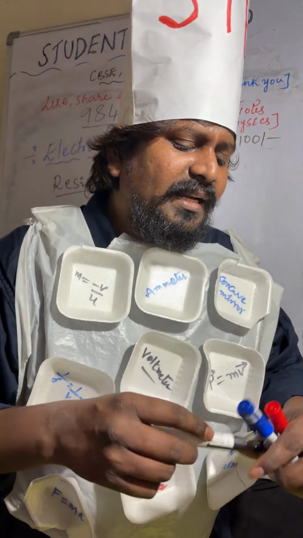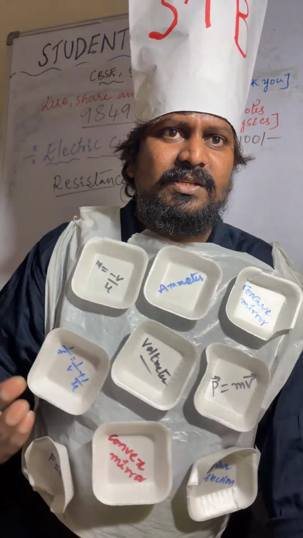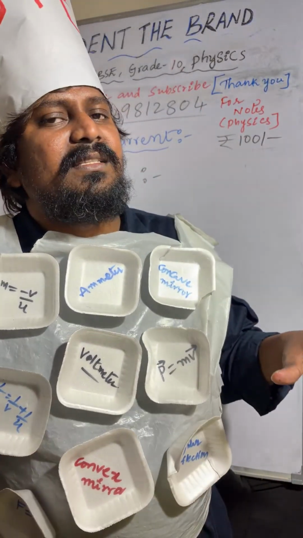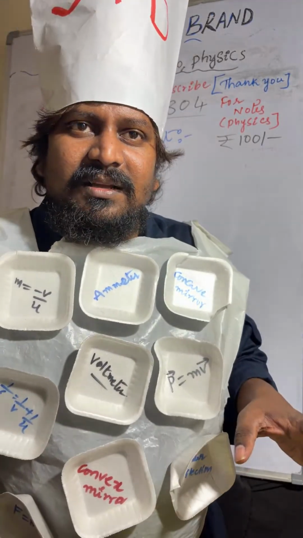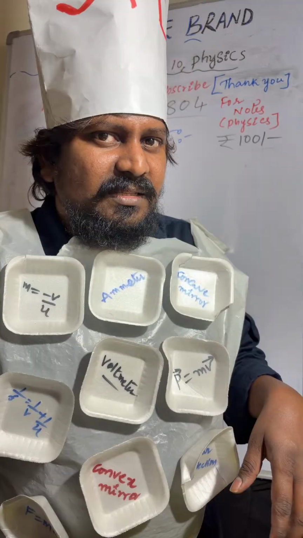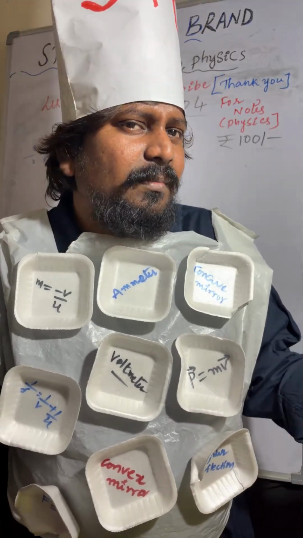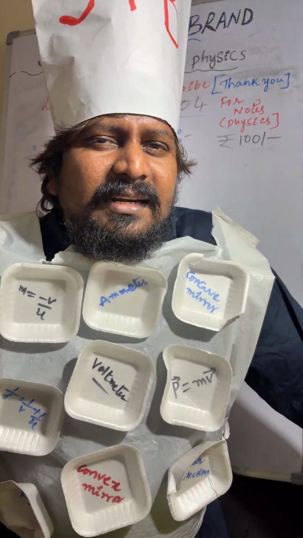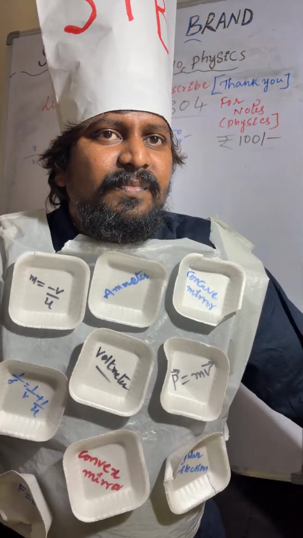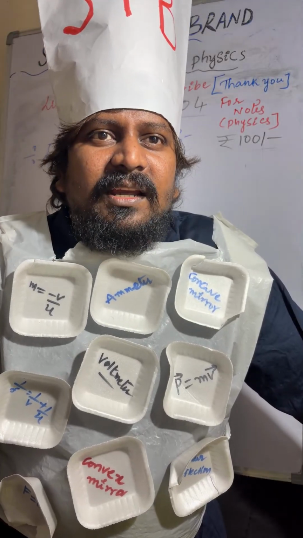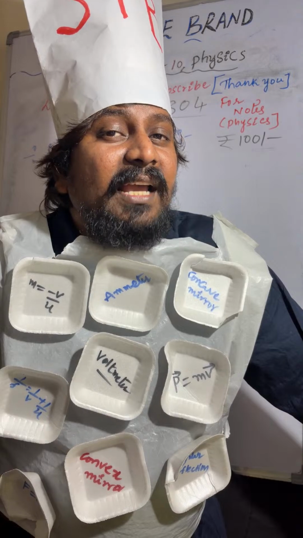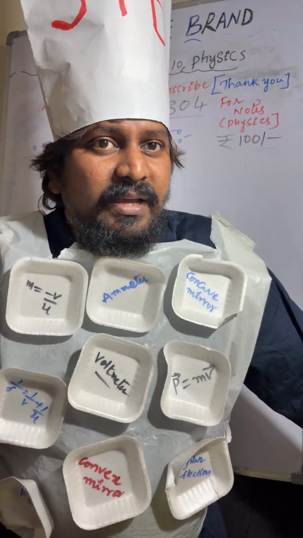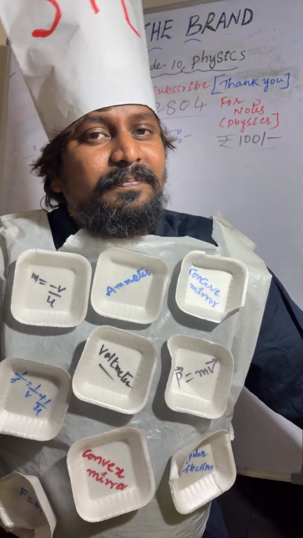So what is meant by resistance and resistor? What do you mean by resistance? What do you mean by resistor? What is the SI unit of resistance, and what is the symbol for resistance? The phenomenon of opposing the electric current is known as resistance. The SI unit of resistance is ohm.